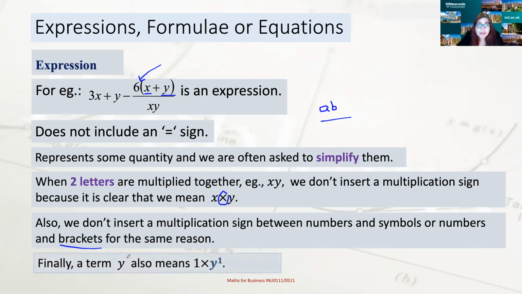Finally, when you have something like y, it simply means 1 times y. And if there is nothing in the power, it's not 0, it is 1. Be careful, guys: 1 times y to the power of 1.